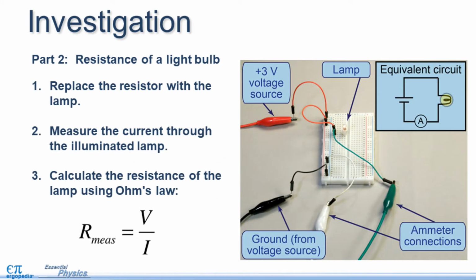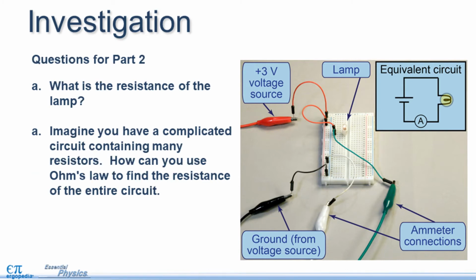You're going to replace the resistor with a lamp. Measure the current through the illuminated lamp. Calculate the resistance of the lamp using Ohm's law. Record that number in your notebook. What is the resistance of the lamp?